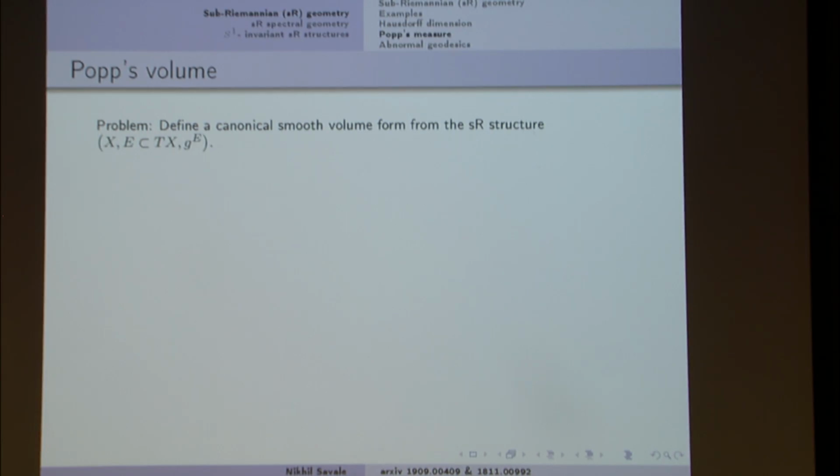Now, another feature in sub-Riemannian geometry is defining canonically a volume form on the sub-Riemannian manifold from the sub-Riemannian structure. Since you don't have a full orthonormal frame of the cotangent bundle, you cannot just wedge things together to define a volume form. And it's not clear in general. This is a well-known problem in sub-Riemannian geometry, defining canonically a volume form.